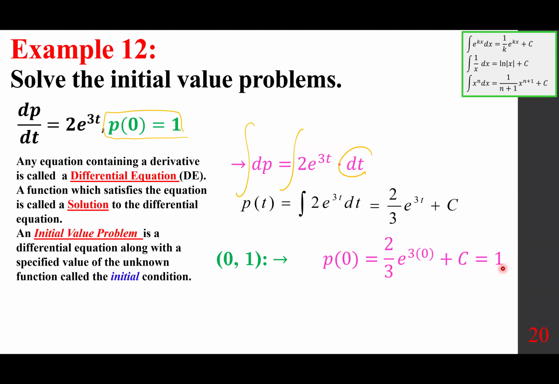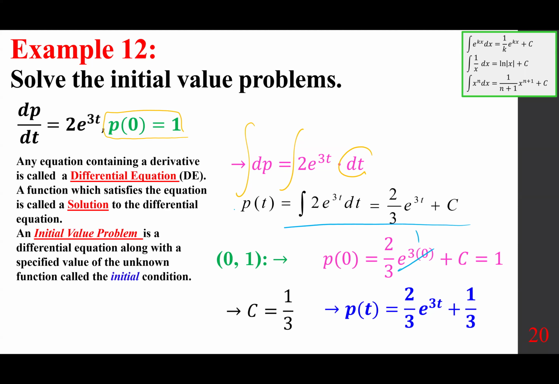And the essence of this is that you have found a way to get to the constant. What is this? A family of functions. What will this do for you? You find the missing c. As you can see, it's e to the power of 0, which is 1. 2/3 plus what number is 1? 1/3. So what is, therefore, p of t? 2/3 e to the power of 3t plus 1/3. So what is this? General solution.